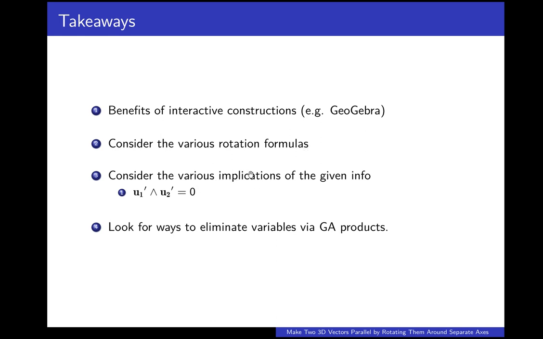Likewise, we should consider the various implications of the given data and of what is required. For example, when we found out that the rotations of u1 and u2 had to be equal to each other, that meant that their exterior product would be 0. Well, when I tried using that, I got nowhere. But setting the two equal to each other turned out to be simple. And as a last takeaway, we should always look for ways to eliminate variables using geometric algebra products.